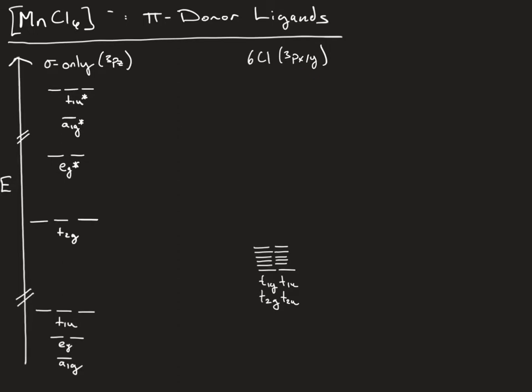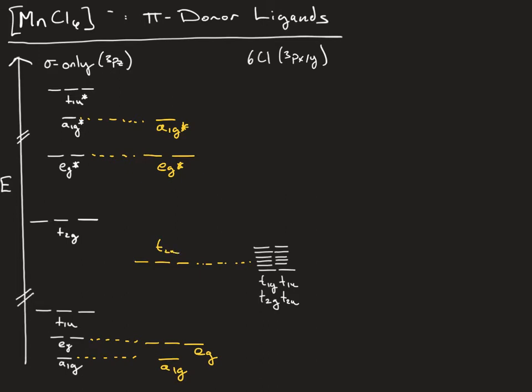And we're going to do the same thing that we did before. We're going to bring across those orbitals that don't have symmetry-related partners to bond with. So the A1g and the A1g star are going to come across. The EG and EG stars are going to come across. From the SALCs, we're going to have the T2U orbitals and the T1Gs that are going to come across as being non-bonding.